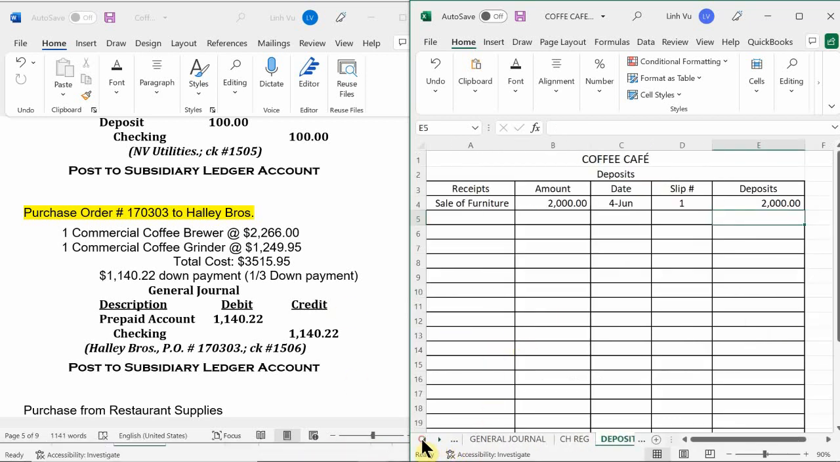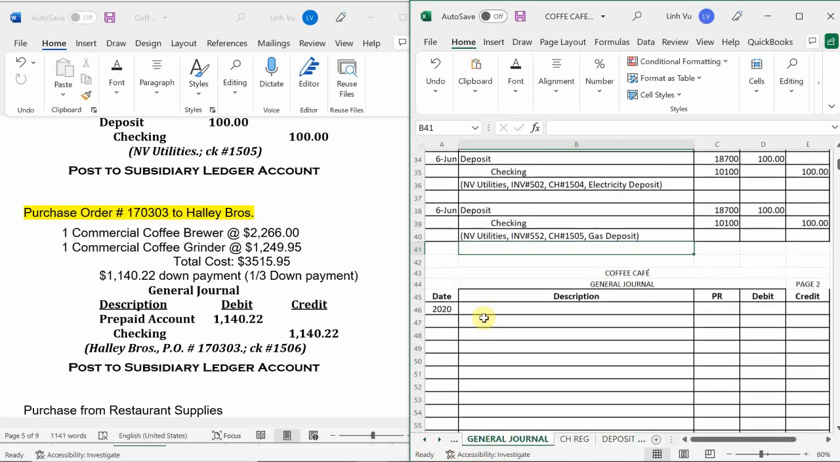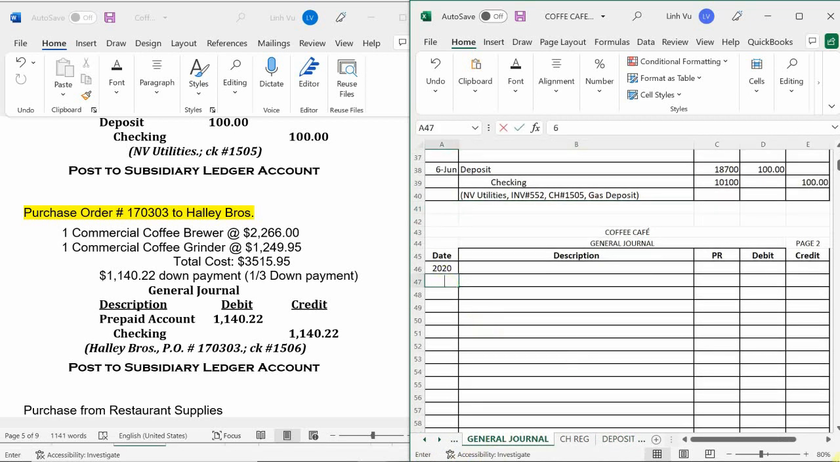So once again, I am on page 2 of my journal. It is still the 6th. We're making a prepaid account because we're making an advance payment. Okay. And of course, I'm going to be writing a check. Okay. So our prepaid account is 18,600 and 10,100. How much are we writing the check out for? $1,140.22.